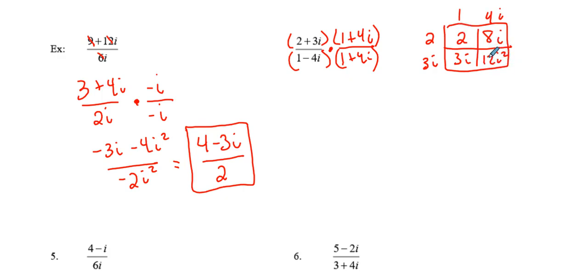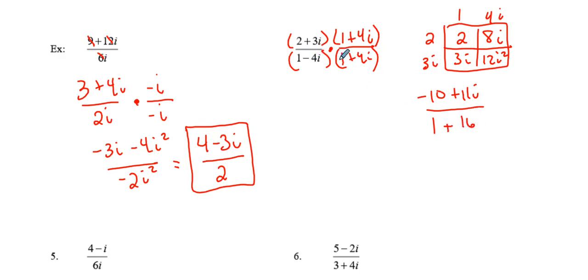So again, this is 2 minus 12, so that's a negative 10. And this is 3i plus 8i, which is plus 11i. And that is my numerator. Now again, this is a difference of terms. So when I multiply those together, I'm going to get first term times first term, which is 1, minus the square of the second term. So that's a negative 16i squared, so that's a plus 16.